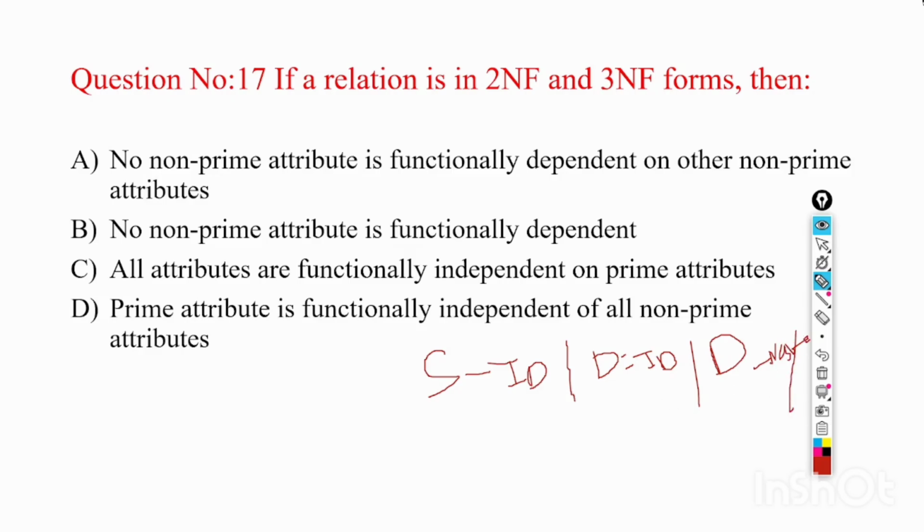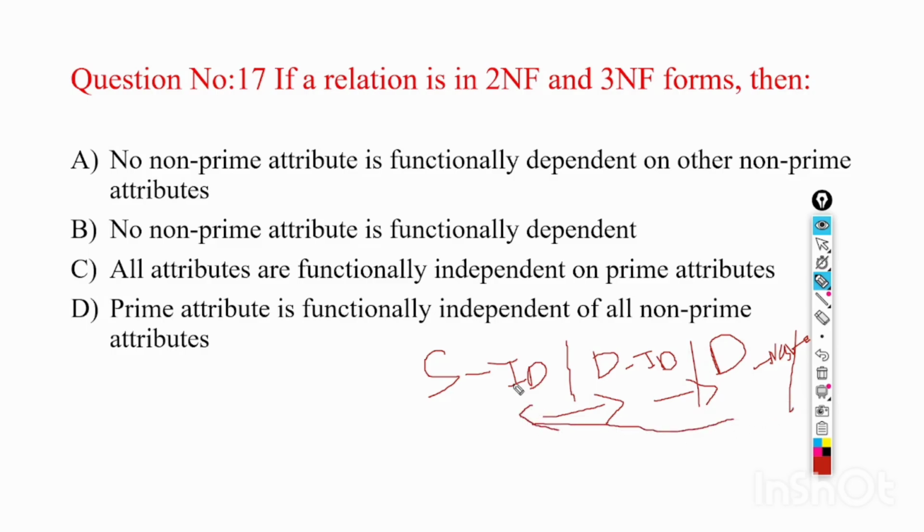Suppose there is one student table. The student table contains student ID, department ID, and department name.